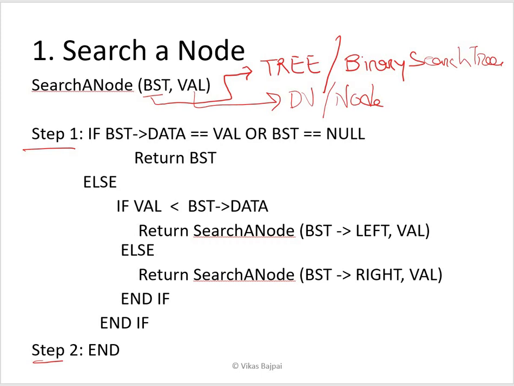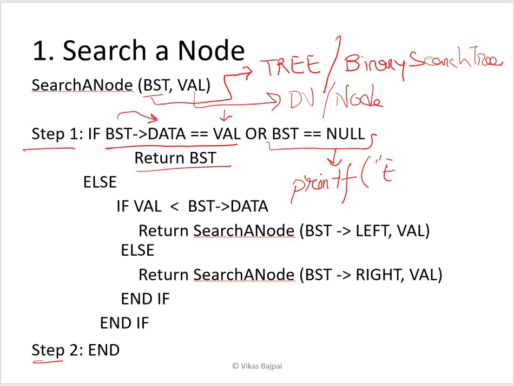In the first part, what I'm trying to do is compare whether the first value, which is the root node, is equal to this particular value. So I'll declare that I'll be returning this binary search tree. That means I have found this. Or another possibility is that this is null. So what I'll do is I'll simply print empty tree.